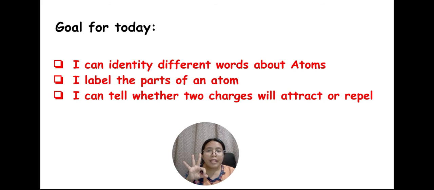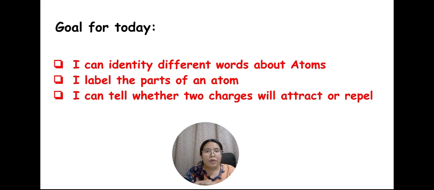Okay, and number 3, I can tell whether two charges will attract or repel. Let's try. Positive, positive. Attract or repel? Repel. Kasi pareho silang charge. How about positive, negative? Attract kasi magkaiba sila ng charge. How about neutrons and protons? Walang mangyayari. Dahil yung neutrons, wala naman yung charge.